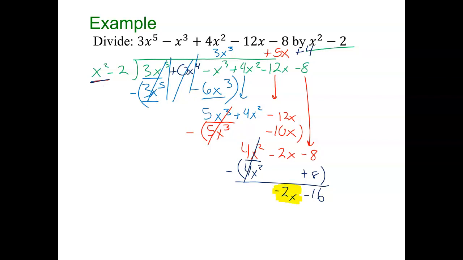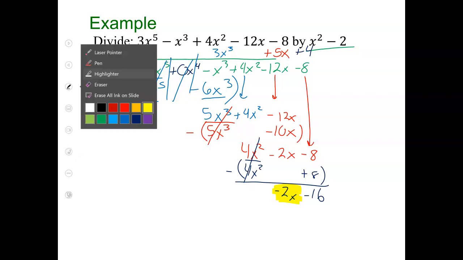That, negative 2x, has a power lower than that. That means it's done. That's the remainder. So once the power of what's left over is lower than your divisor, you're done. Because if I do negative 2x divided by x squared, I still have an x in the denominator. Okay? I don't want any fractions in my quotient up at the top.